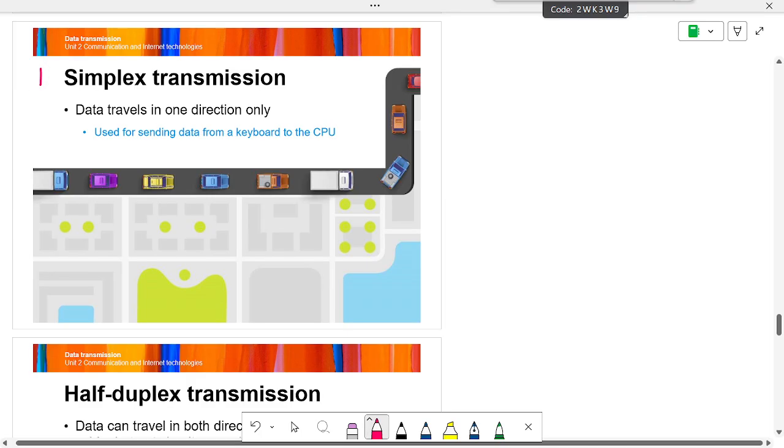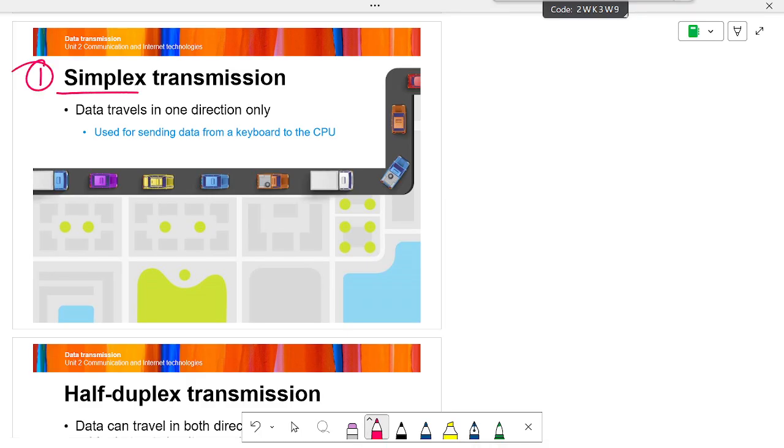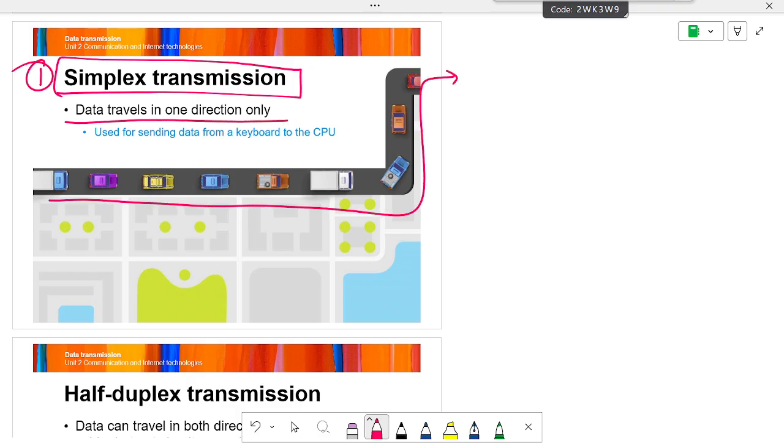Number one, in your notebook, write simplex transmission. Simplex transmission: data travels only one way. You can think of this as a one-way street. Only one way. So when you're studying this, simplex is equal to one way. Done. You do not need to write a whole bunch of information. You just have to remember simplex transmission is when data can only go one way. The data cannot come back.